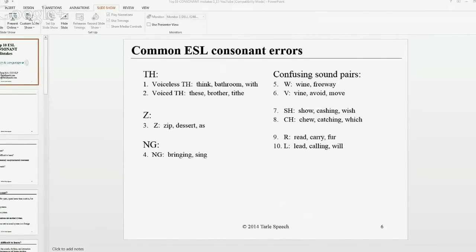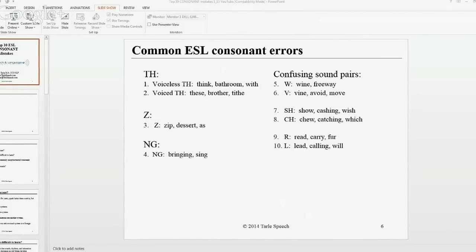And the last 2, 4, 6 mistakes are confusing sound pairs. We have W versus V. And I think if this is one of your sound mistakes today, most of my clients are shocked at how easy this is to correct. SH versus CH. This would be the difference between sh versus ch. And that's a placement mistake. It's super easy to fix.